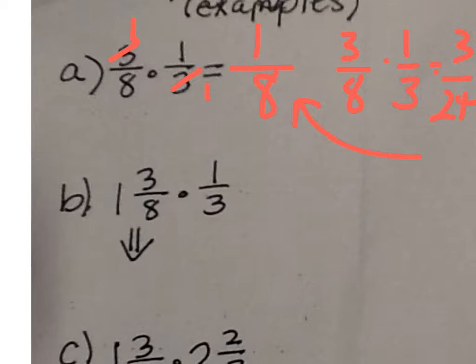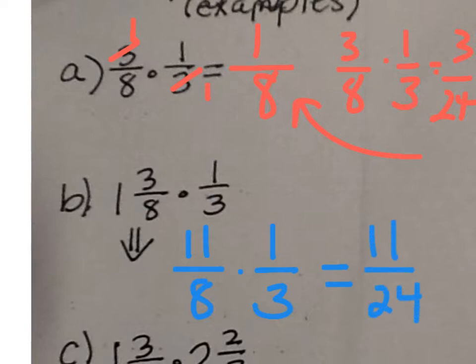1 3/8 is 8 times 1 is 8, 9, 10, 11 eighths times 1/3. There is nothing that I can simplify ahead of time, so I'm just going to multiply across. 11 times 1 is 11, 8 times 3 is 24.